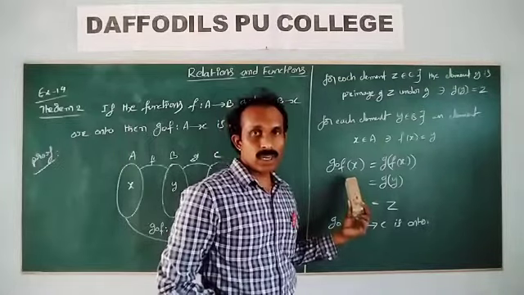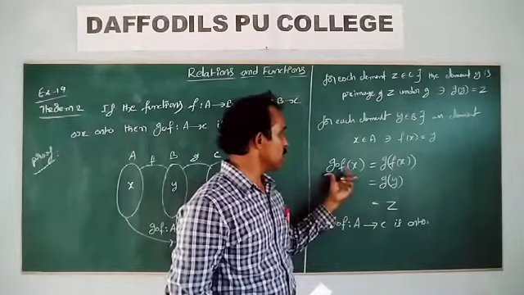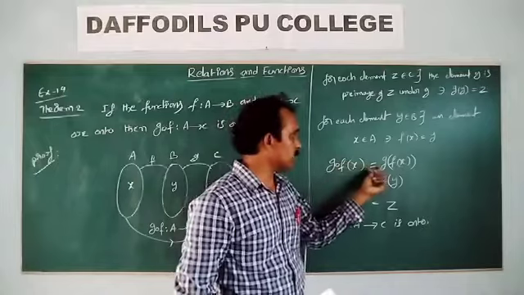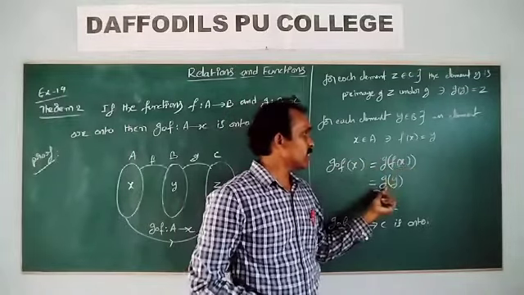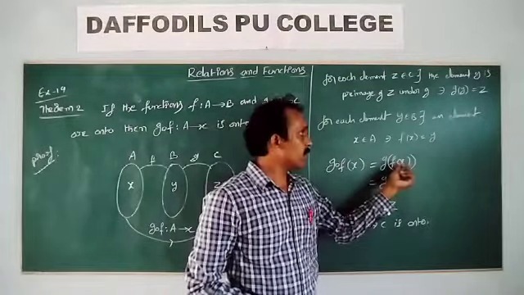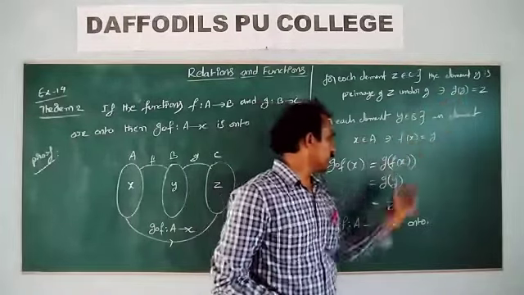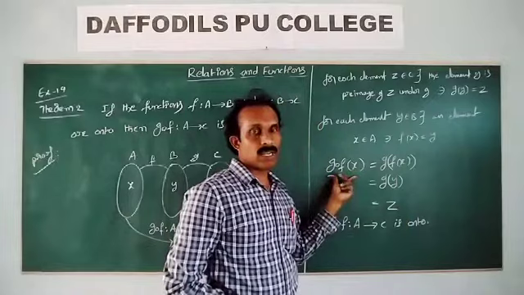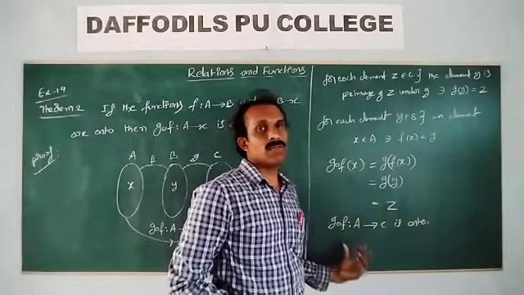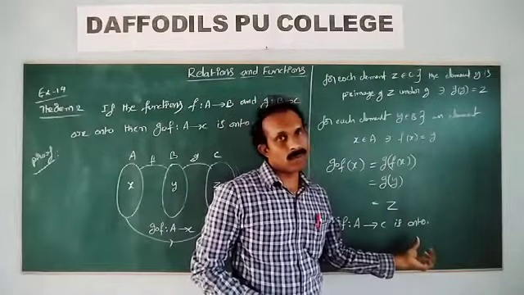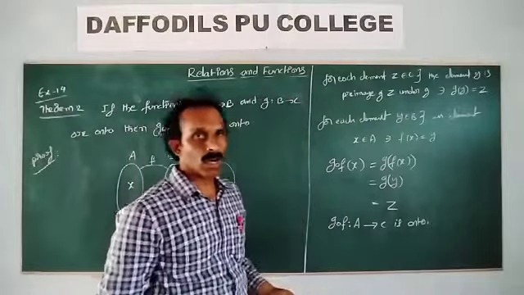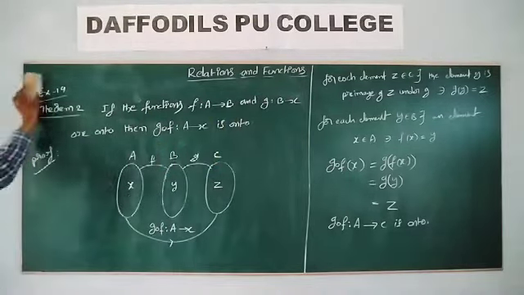Therefore, we will prove g circle f is also onto. That is, g circle f of x is equal to g of f of x, and f of x is equal to y, g of y is equal to z. Therefore, g circle f of x is equal to z. So, therefore, g circle f maps A to C is also onto. This is the second.